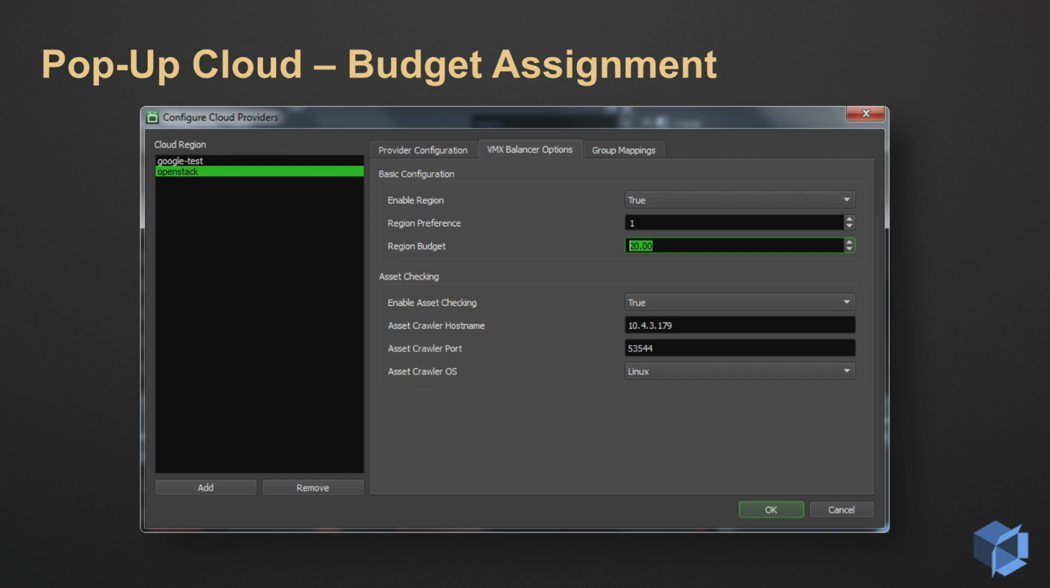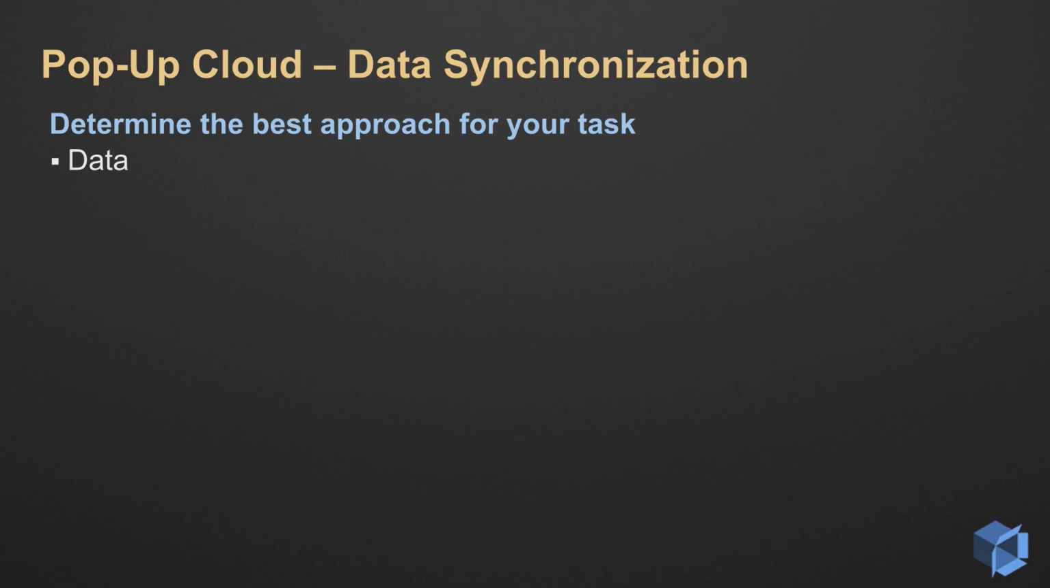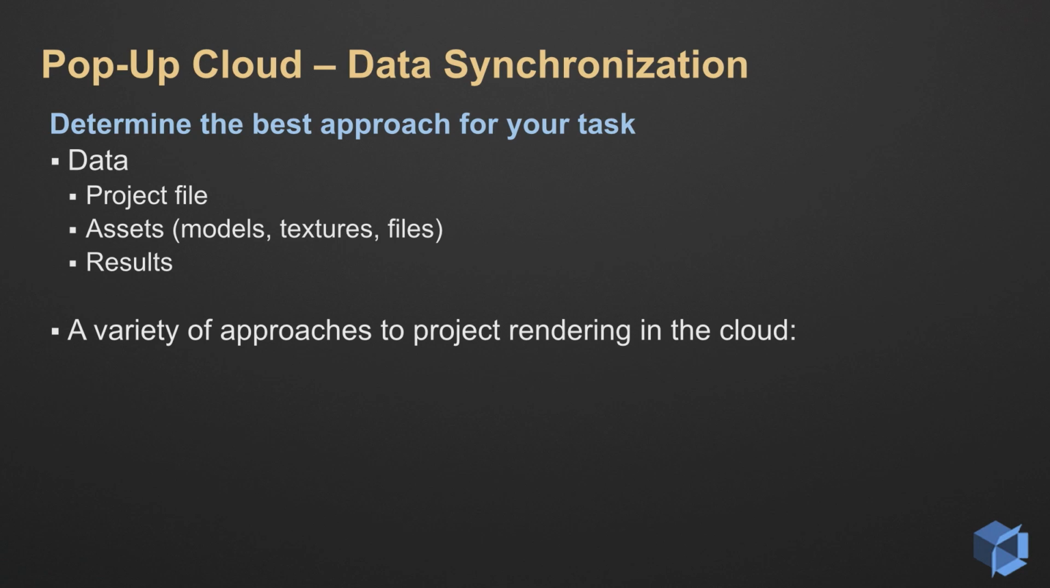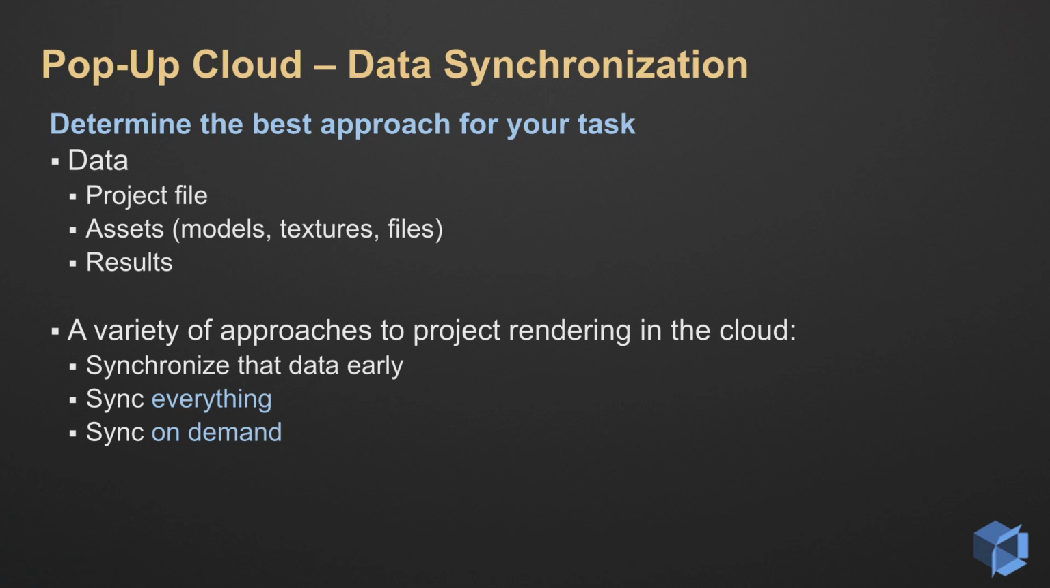In terms of data synchronization, when you're building a pop-up cloud and you're building this infrastructure on the cloud, you want your data to be synchronized. Data can consist of a number of items: project files, assets, models, textures, and of course the results. If you want to render an arbitrary thing to the cloud, there's a number of approaches. First, you can determine in the course of a project what you might want to render and start synchronizing that data early. You can sync everything all the time, and what I mean by that is start syncing the entire project and then sync the deltas, or my favorite approach, which is sync on demand, or what I also call just in time.